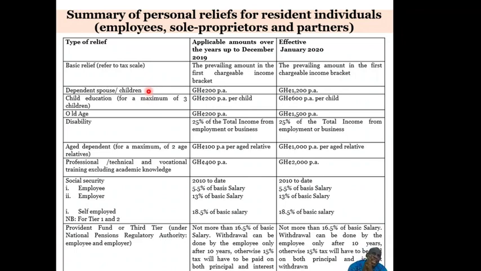The question is, what are they depending on? They are depending on you for the basic necessities of life. That is food, clothing, and shelter. So the law says that in that case, let's give you a relief of 200 Ghana cedis. Then what if the person is married and has 2 or more children at the same time? Please don't double the figure. It's the same 200 Ghana cedis.